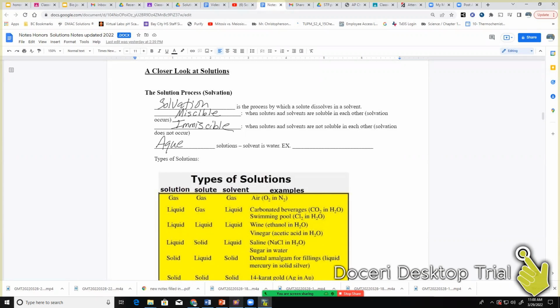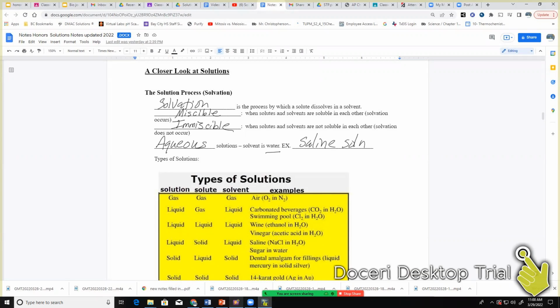And our good old aqueous solution is when the solvent is water. So once again, we can go back to our saline or our salt solution. And that's what we'll be spending most of our time on this unit.